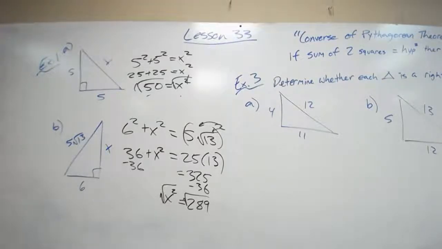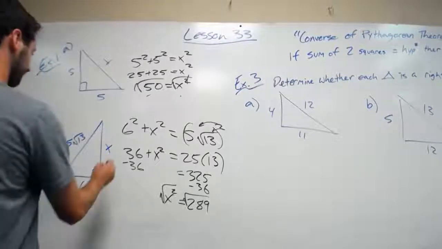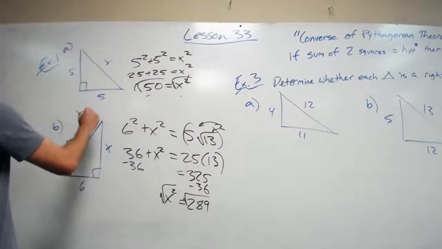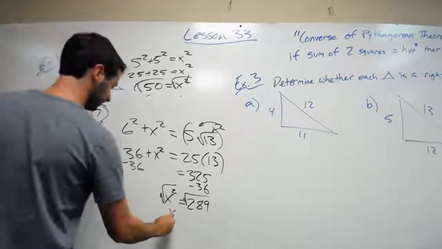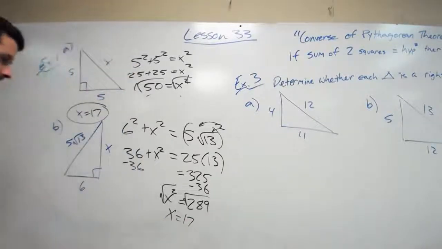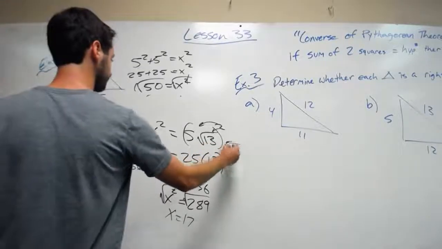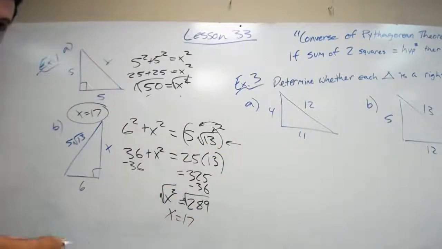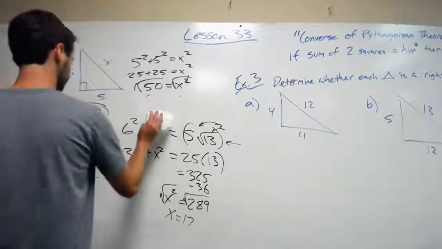Square root of 289 is 17, and that's nice because now we don't have to simplify a radical. It is a perfect square. So x equals 17. But that is how you do this situation. That's kind of what that was for, just how you do that algebraically.